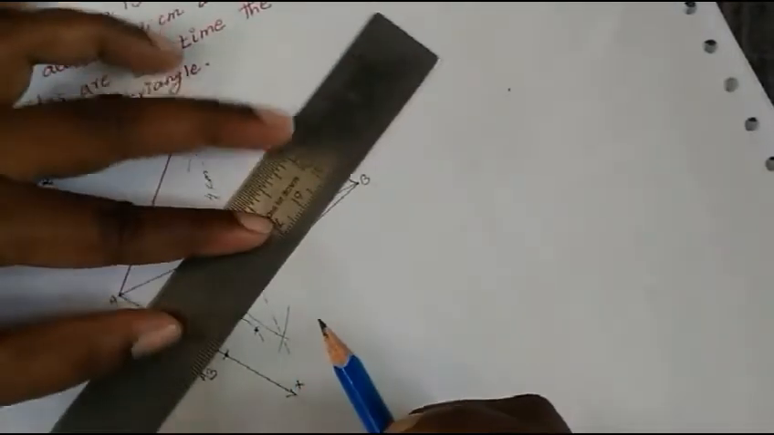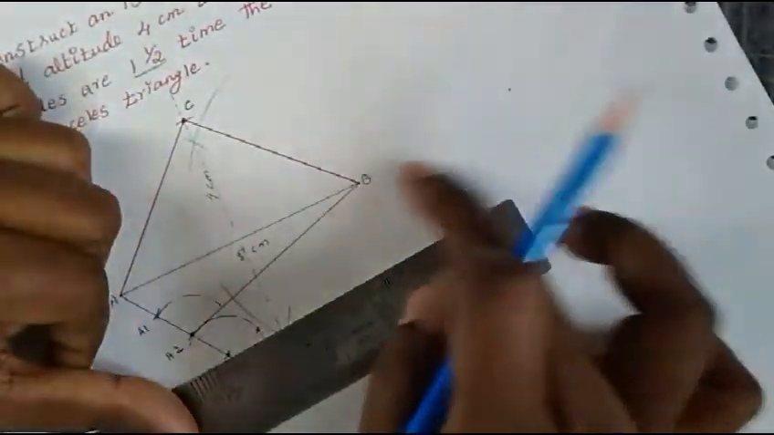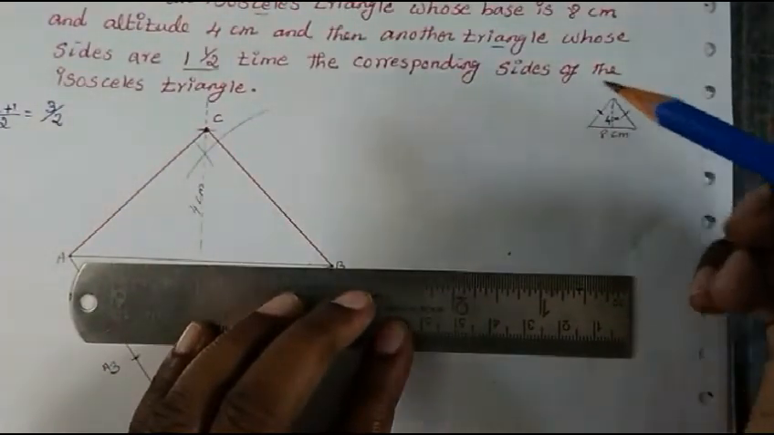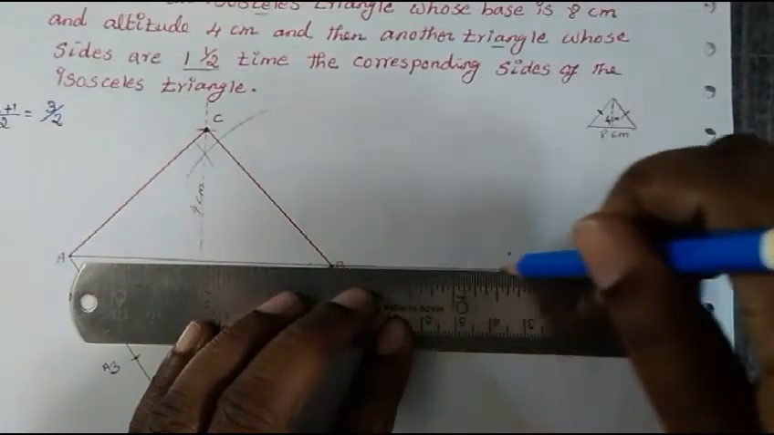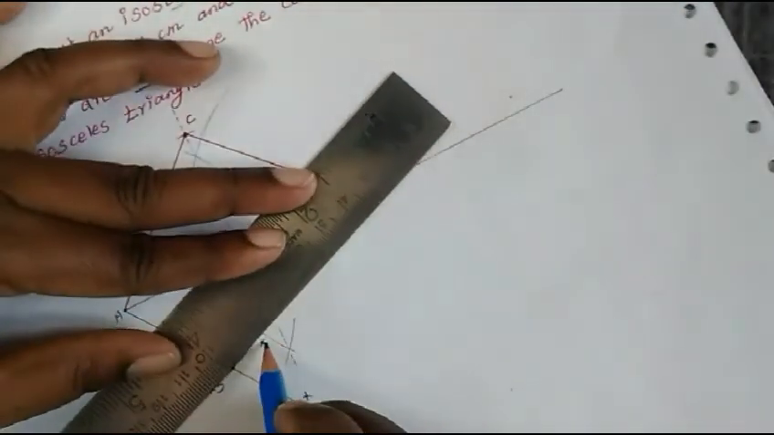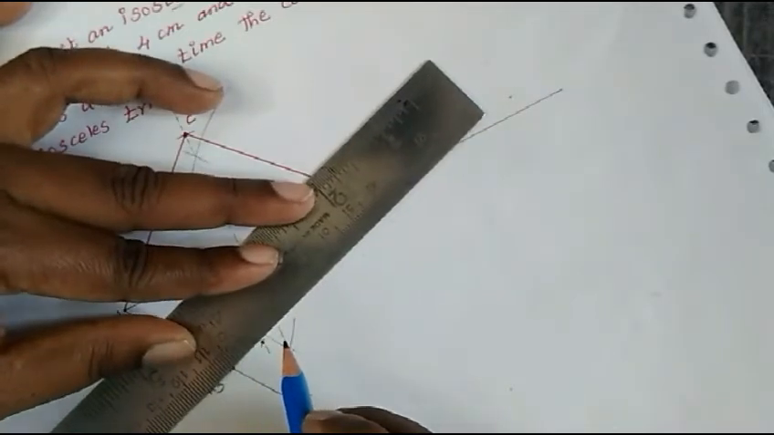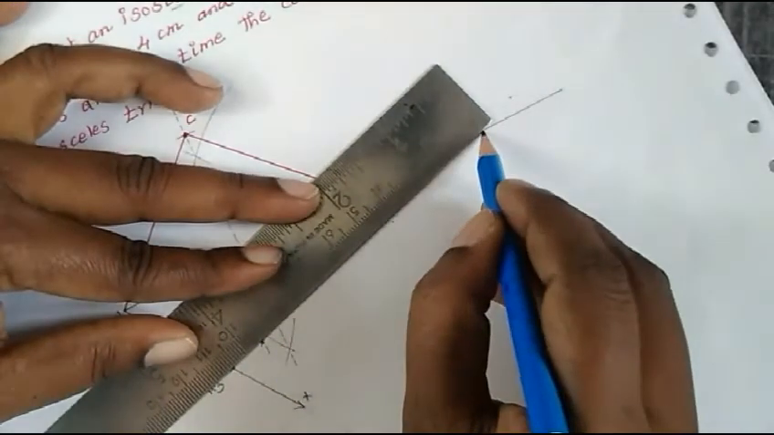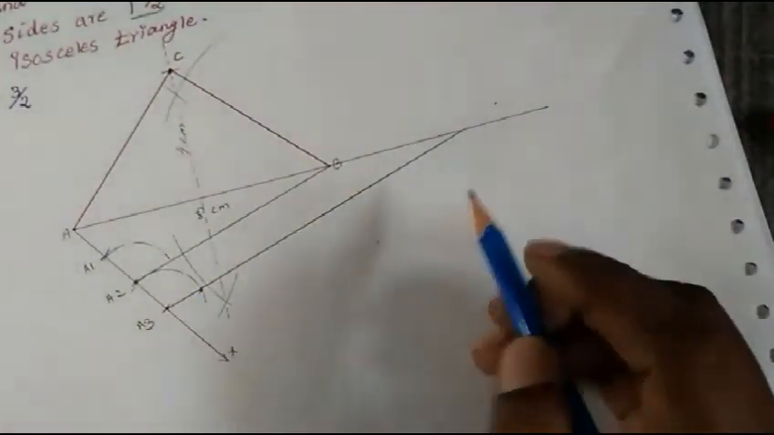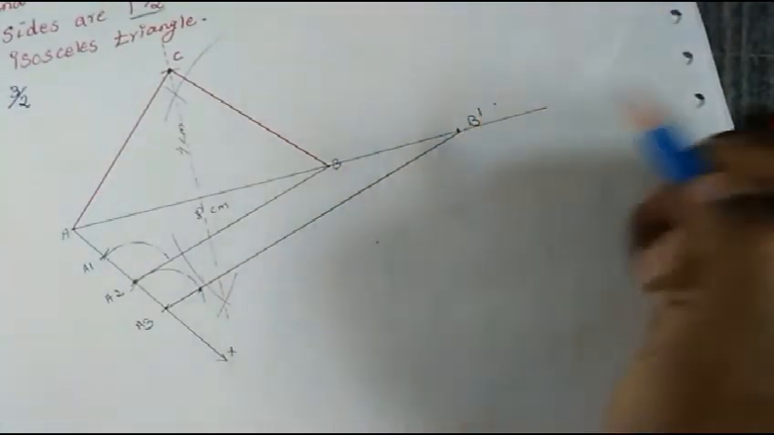Now let us join this point and this point. If we keep it like this, the line is going out. So we will extend this line. Now let us join these 2 points. So we have drawn the parallel line. Now this is B, means this becomes B dash.